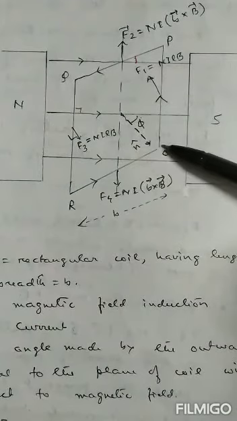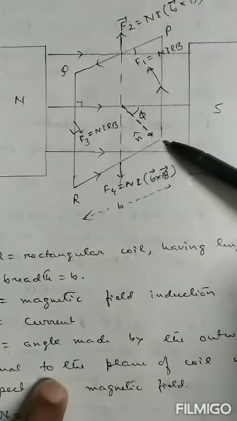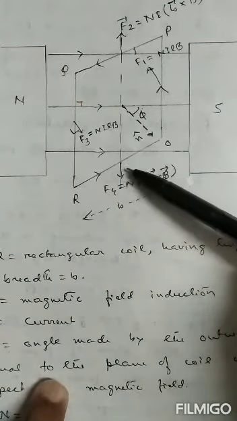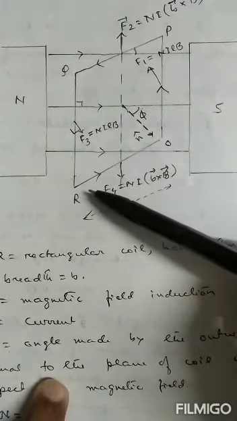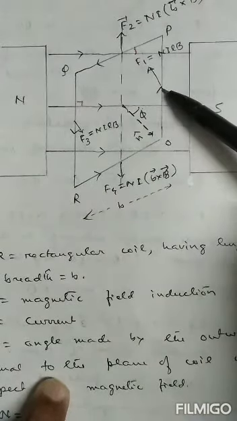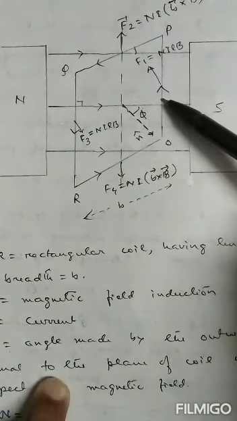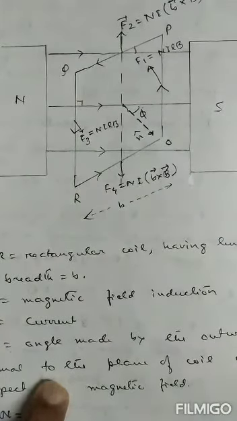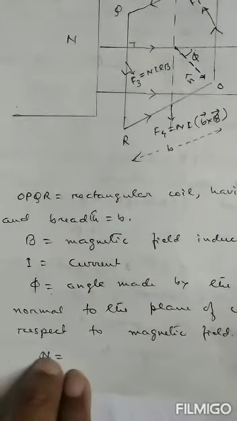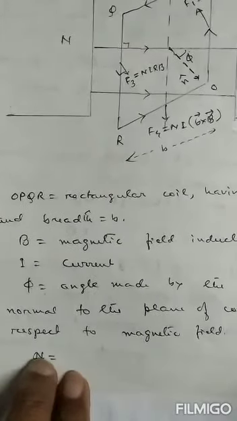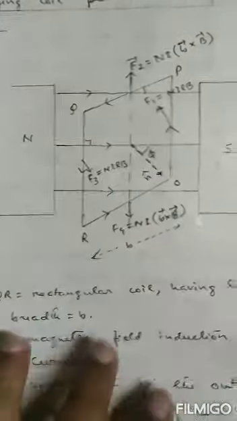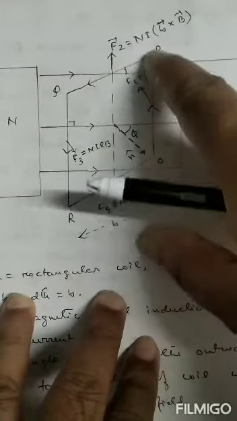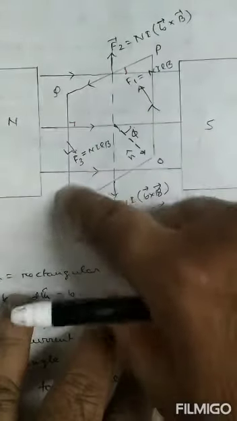Now, since it has four conductors, OP, PQ, QR and RO, therefore the magnetic field exerts force on all these four conductors. Now we have to calculate these forces separately. In our representation, we assume that capital N is equal to the total number of turns of the coil. If N turns are there, so how many wires are here? N wires, N wires, N wires, N wires.